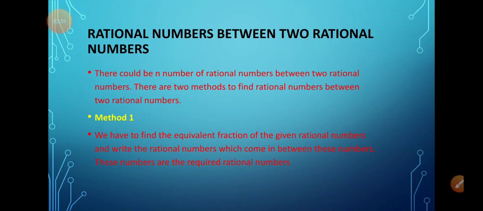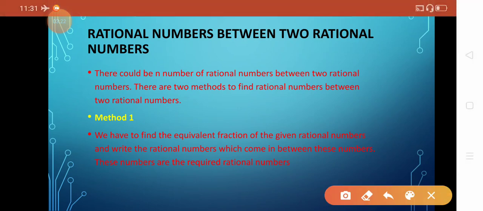Now the next topic is rational numbers between two rational numbers. How will you find rational numbers between two given rational numbers? You have studied this in your previous class, but again we will recall it. There can be n number of rational numbers, that means there can be an infinite number of rational numbers between two rational numbers. There are two methods given.